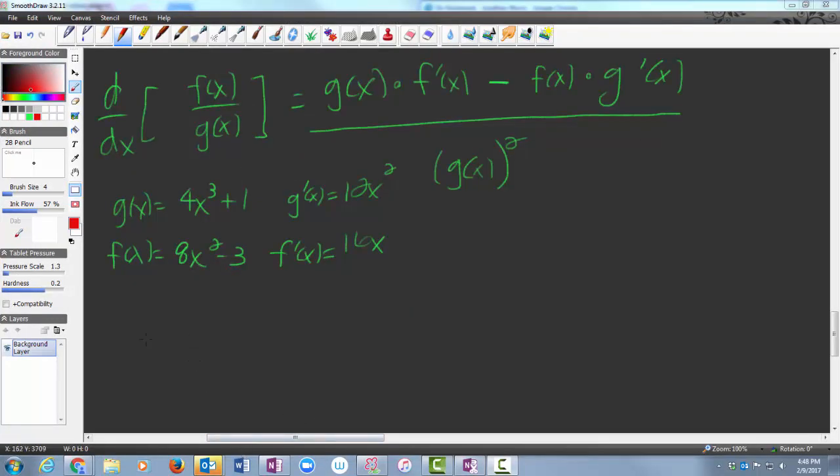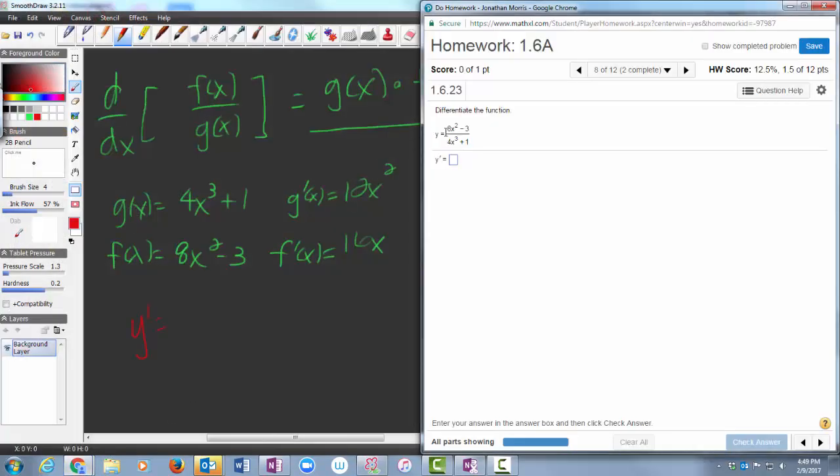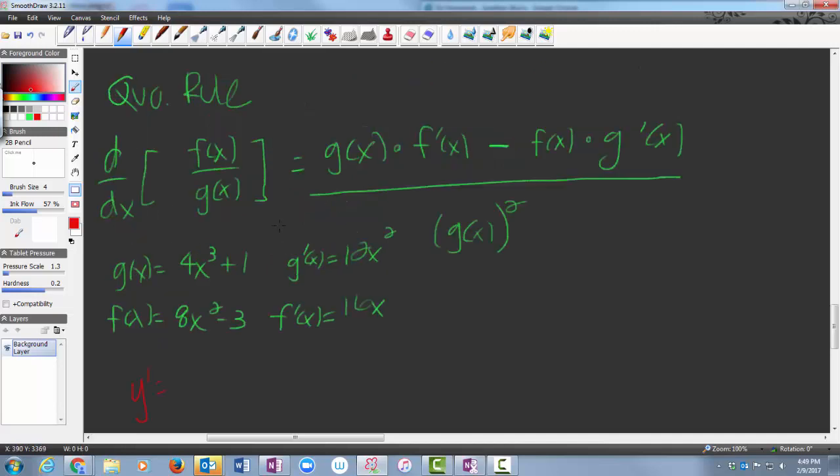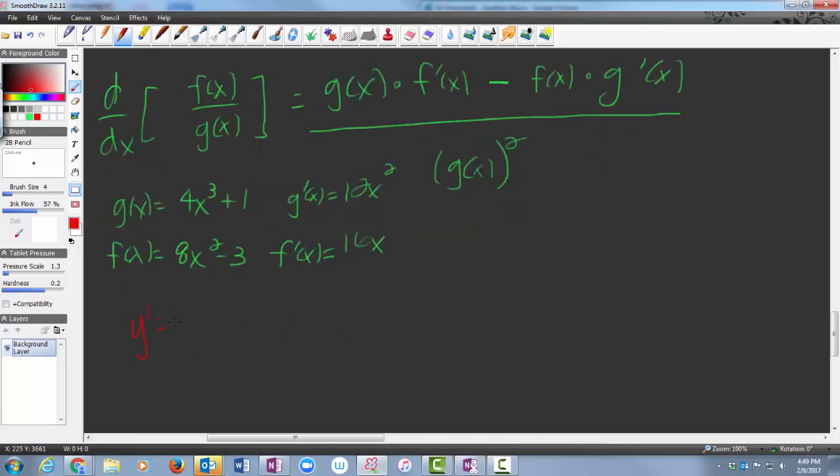So now plugging into our formula, y prime is of our original function, which, let's look at it, friends, 8x squared minus 3 divided by 4x cubed. Okay, but I didn't really need to see that. I just wanted you to see the division there because I labeled everything I have. So it says g of x, which was the denominator, so 4x cubed plus 1.